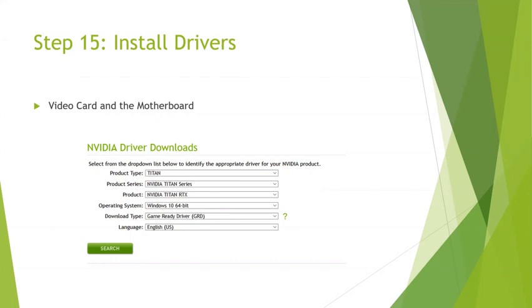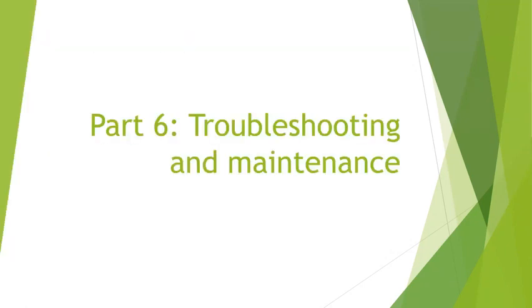The way you can do that is by going to the manufacturer's page and searching for the product that you need drivers for. Then you'll get an executable file that you can run, and that will automatically install your drivers for you. Once you have your drivers installed, your hardware should be able to work. So at this point, if nothing went wrong, congratulations, you have just built your custom PC. But unfortunately, that's not always the case.